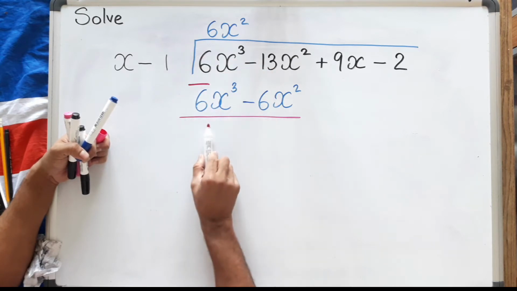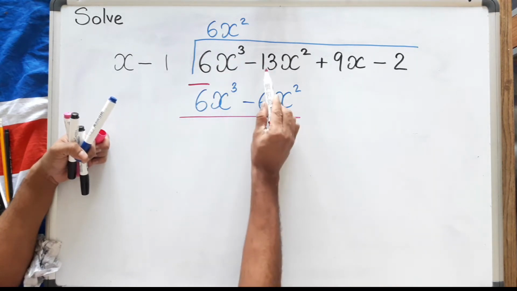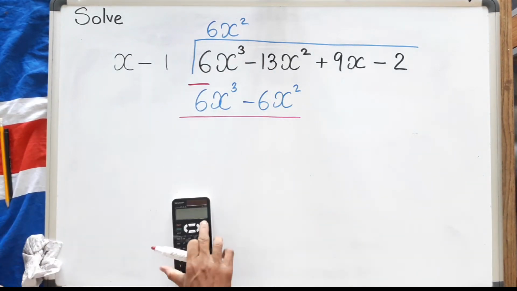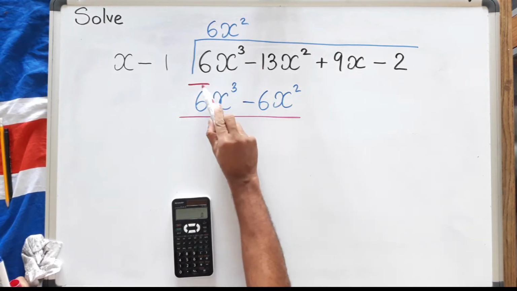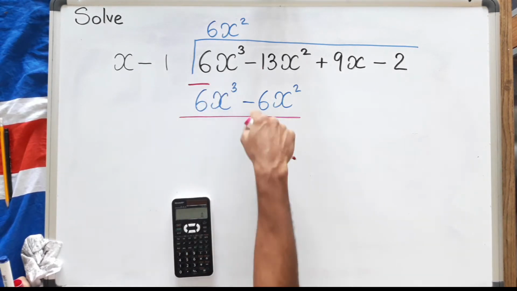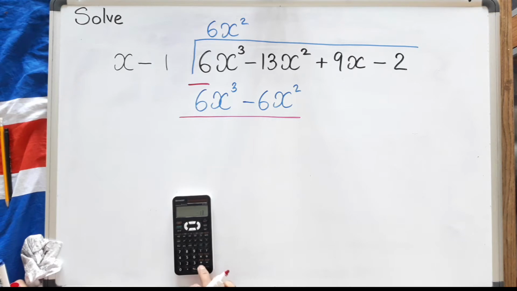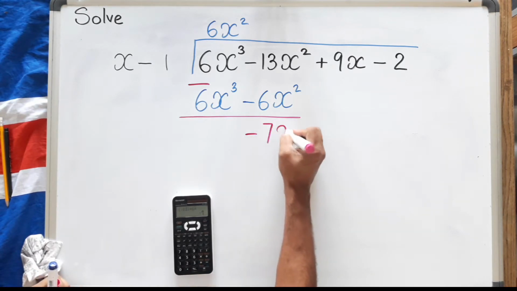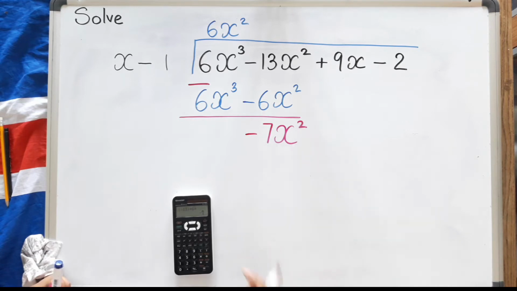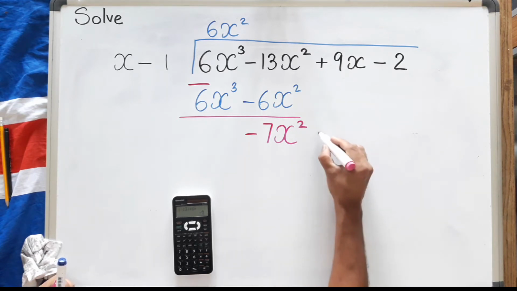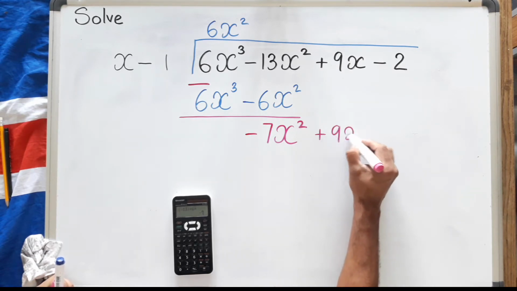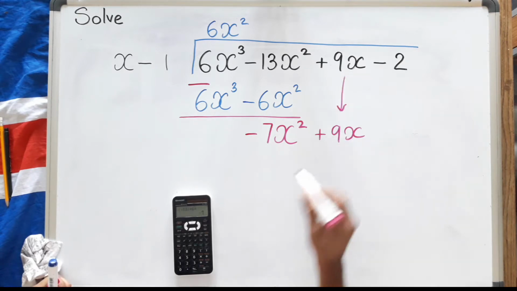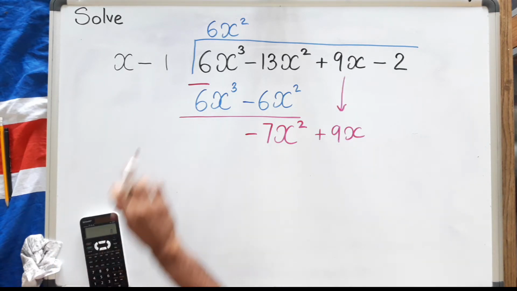I'm supposed to get 0 here. I did get 0. Minus 13. Minus 13 minus minus 6. Two negatives give you a positive. Minus 13 plus 6 is minus 7x squared. The positive 9x joins the party. It drops down here. And we repeat the procedure.